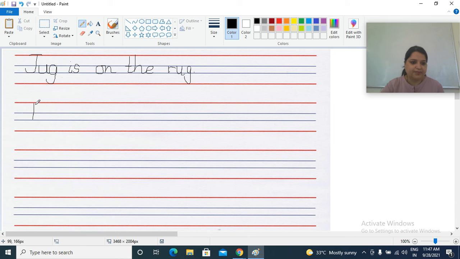So pug is on the rug. Again full stop. Now next, bug is on the nut.